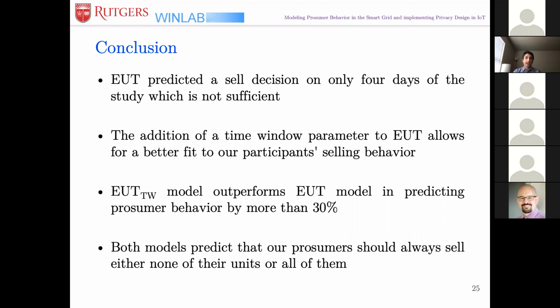The results show that the concept of time window could be essential to the understanding of ongoing markets, including the energy market. One important takeaway is that both models predict that our prosumers should always sell either none of their units or all of them. And this should be addressed.